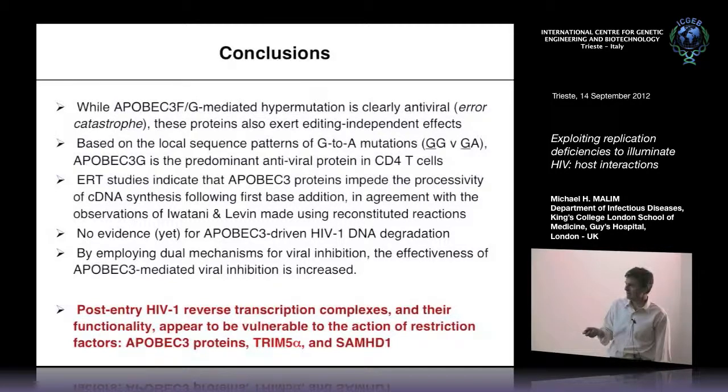Not only do the APOBEC3 proteins seem to be working around here, at least two other of the restriction factors that have been identified for HIV also seem to work around this part of the life cycle, the TRIM5 alpha protein and also SAMHD1.